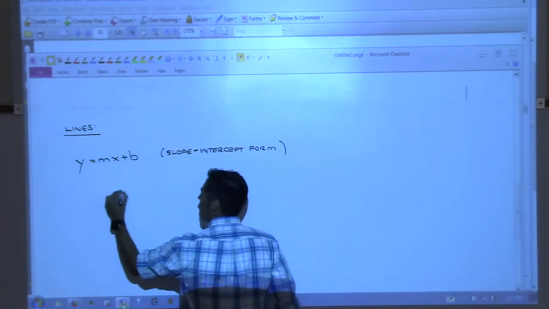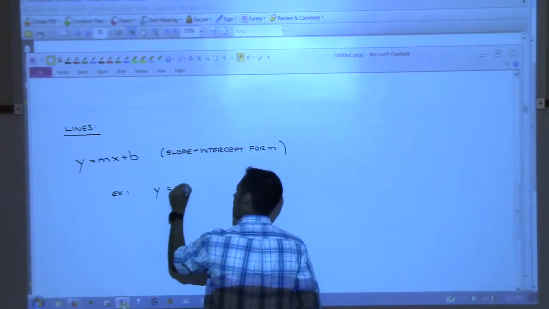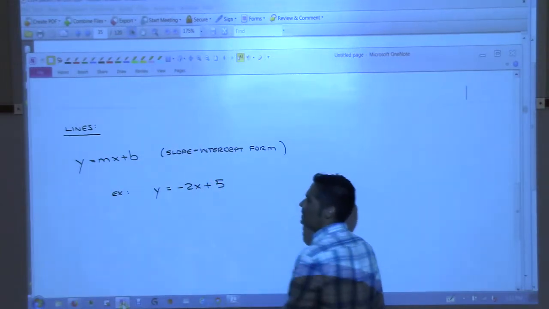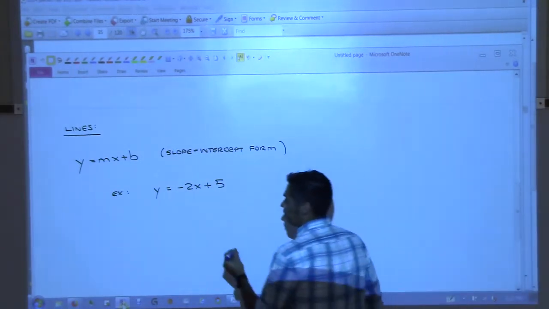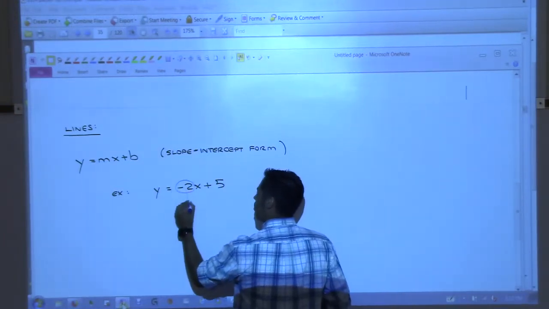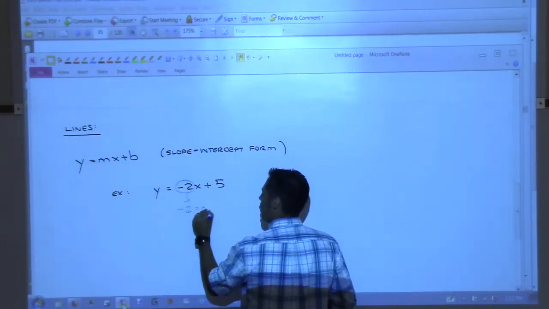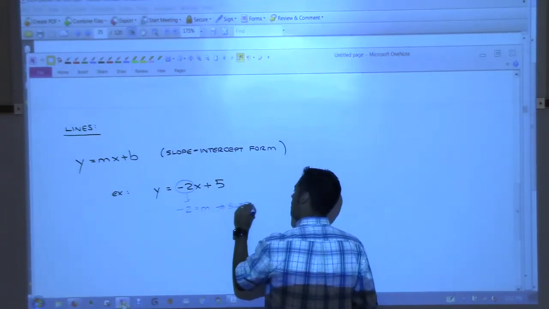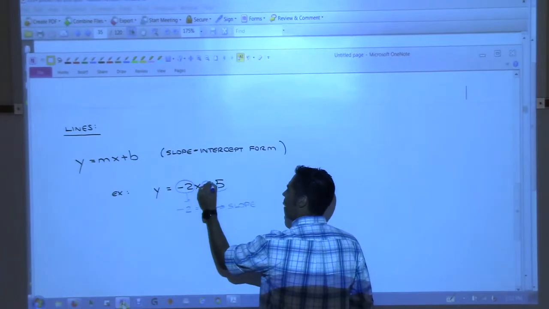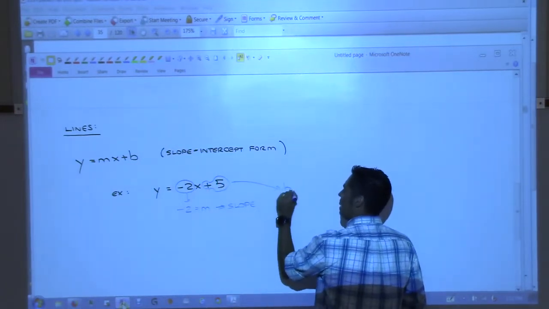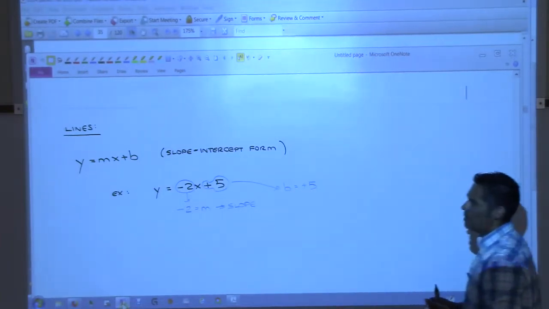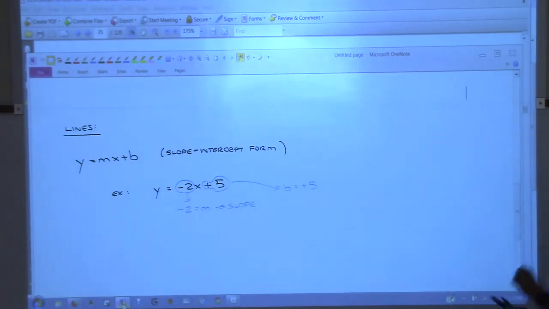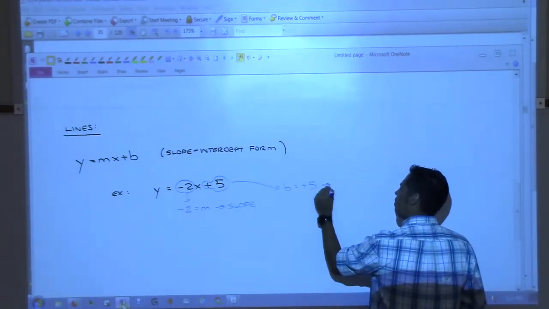A specific example of this would be something like y equals negative 2x plus 5. That's a line in slope-intercept form. Now, the slope in this particular problem would be what? The number in front of x, which would be negative 2. That's your m, and that's your slope. And then this number 5, positive 5, would be your b in the problem, right? B is positive 5. And that is the intercept. Which intercept is it? The x or the y? It's the y-intercept. This is your y-intercept.